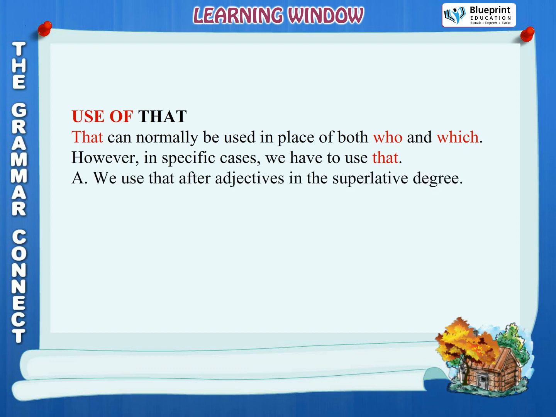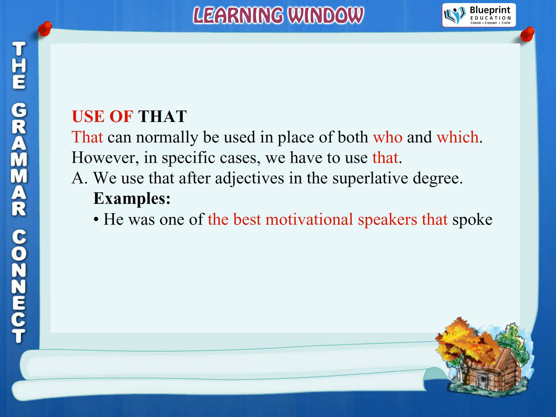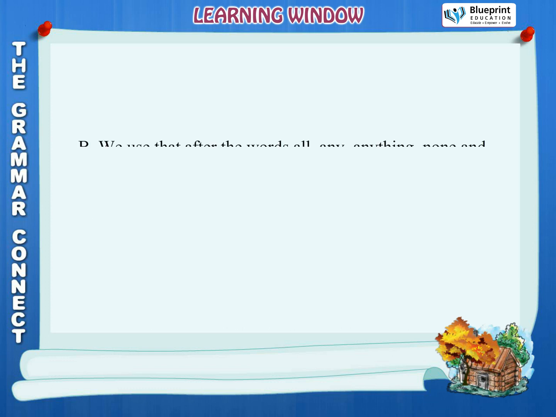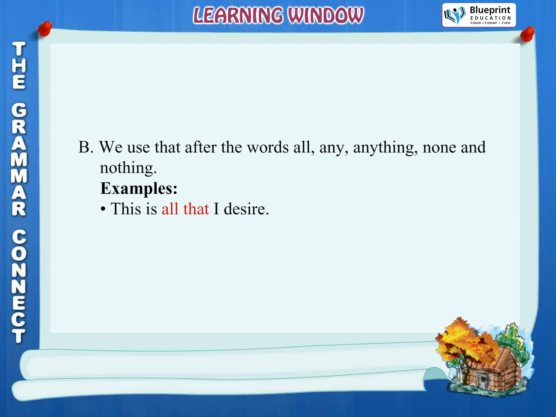A. We use that after adjectives in the superlative degree. Examples: He was one of the best motivational speakers that spoke on the power of positive thinking. This is the best resource that I've ever read. B. We use that after the words all, any, anything, none, and nothing. Examples: This is all that I desire. Is there anything that I can do to make you happy?